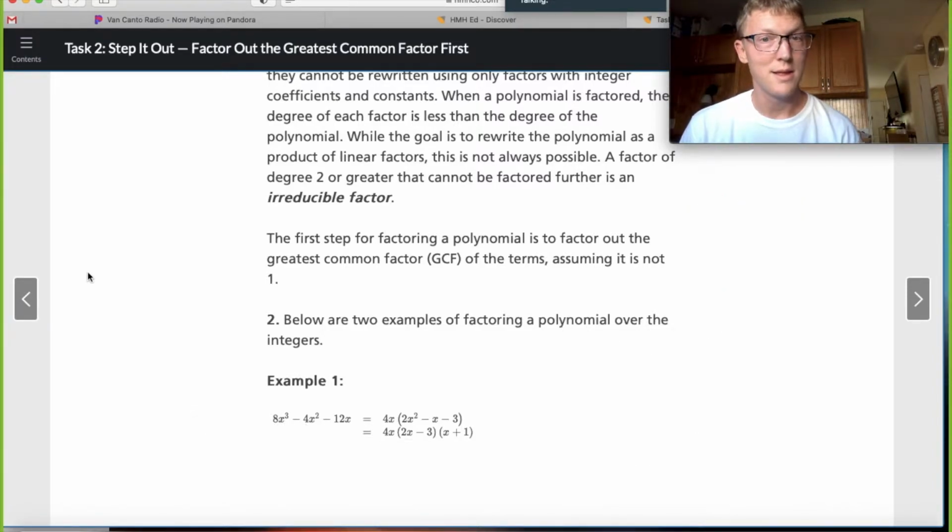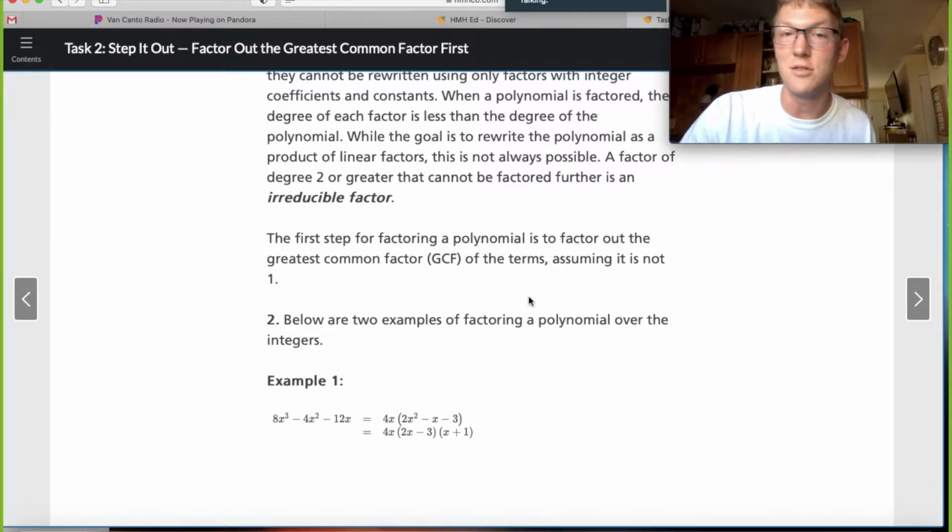So again, if you struggle a little bit on factoring, that's okay, but that's a skill that you're going to need this chapter, or this lesson.